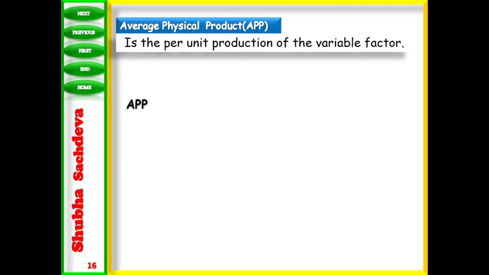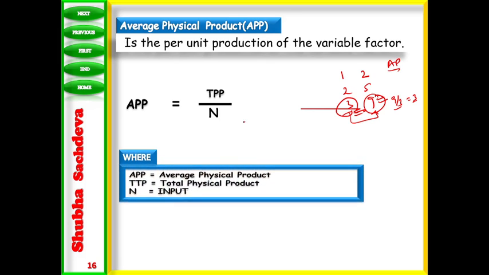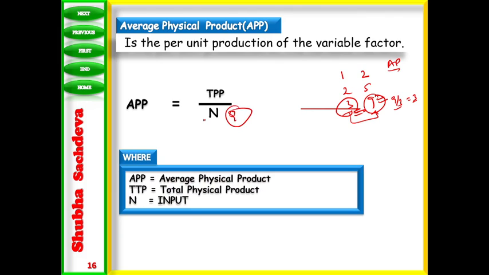The last one here is average physical product, APP. It is the per unit production of the variable factor. Per unit means if one person is making 10 things. Suppose if we talk about one person, 2 things, 2, 5, 3, 9, right? So what is average product? If 3 people together produce 9, how much will one produce? 9 divided by 3, that means 3. One person is producing 3, that's why 3 people are producing 9. So this is dividing the total output by the number of units employed. So here TPP divided by N. N means here we are talking about the quantity. So average product is total physical product divided by the input.